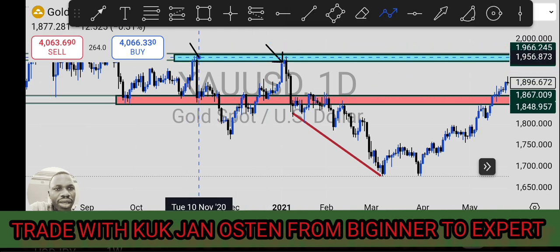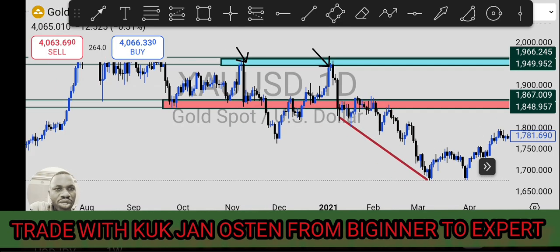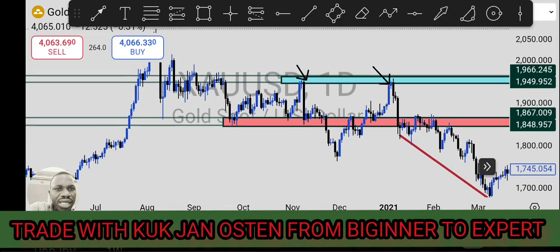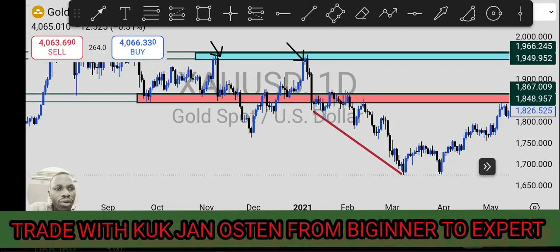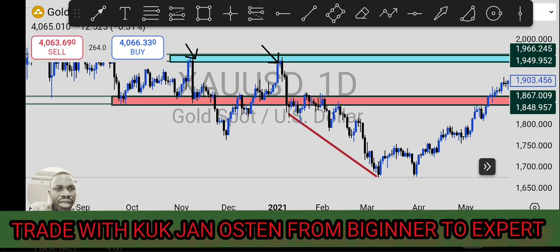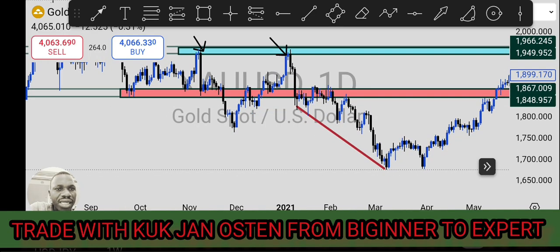Okay, guys. So remember, points to note: the zone is only valid when it's tested 2 or 3 times. So this zone is still valid. It has been tested 2 or 3 times with strong, weak rejection. So we only look for the strong, weak rejection in the zone. Now at this point, price came back.